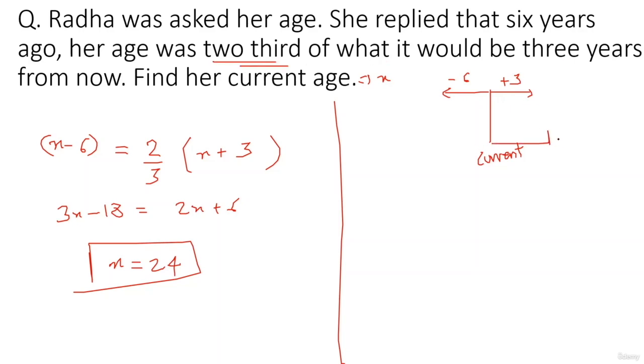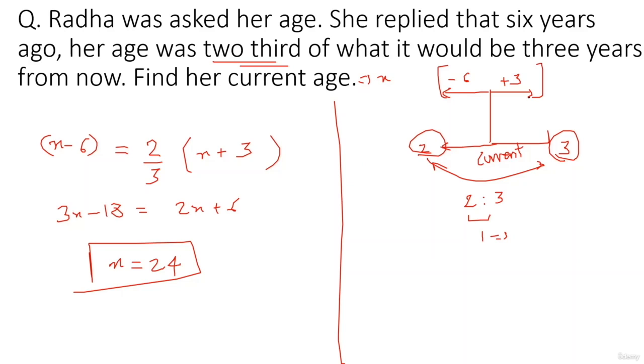So let's let her age 3 years from now be suppose 3 years. 2/3 of 3 will be how much? 2 years, right? So the ratio of these two ages is nothing but 2:3. The difference of 2 and 3 is 1. That corresponds to a complete gap of current से 6 साल पहले और 3 साल आगे.